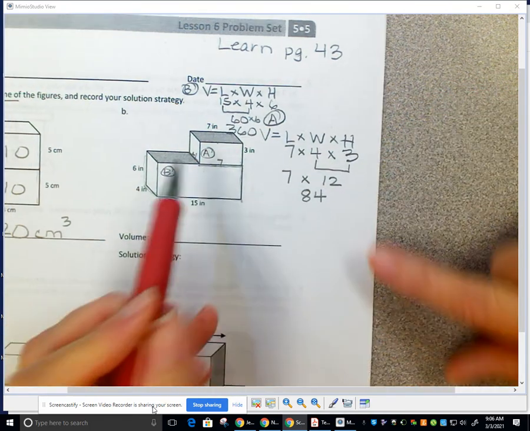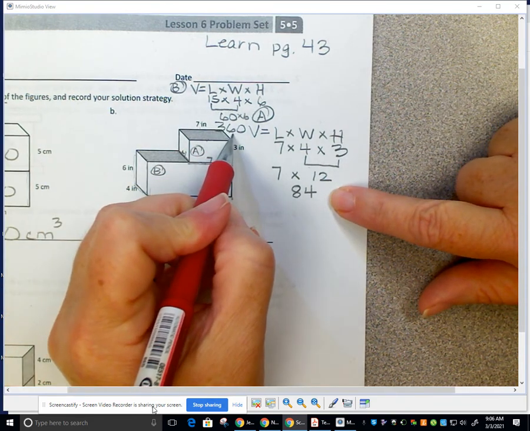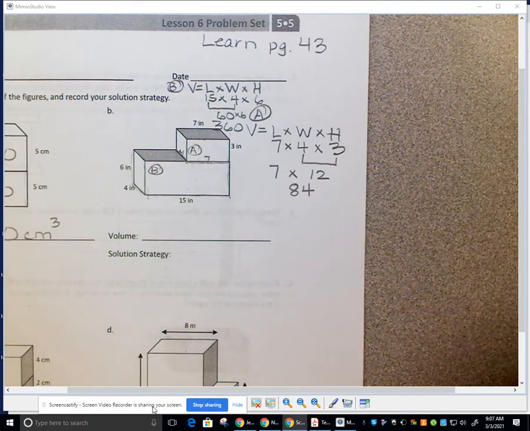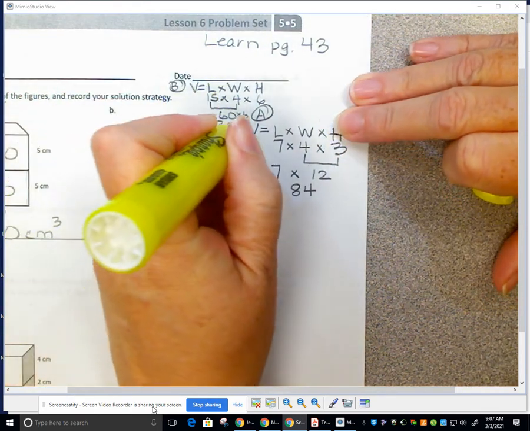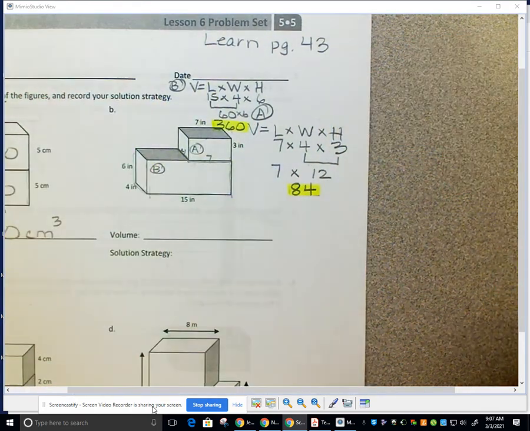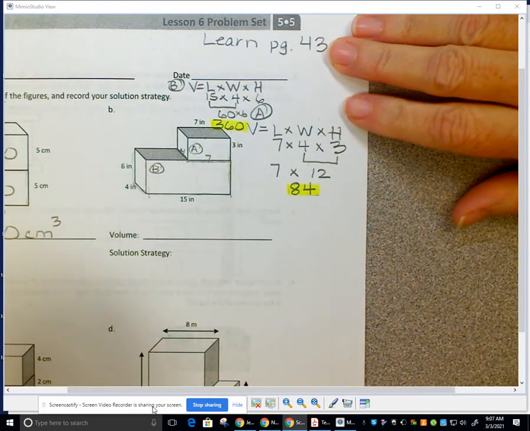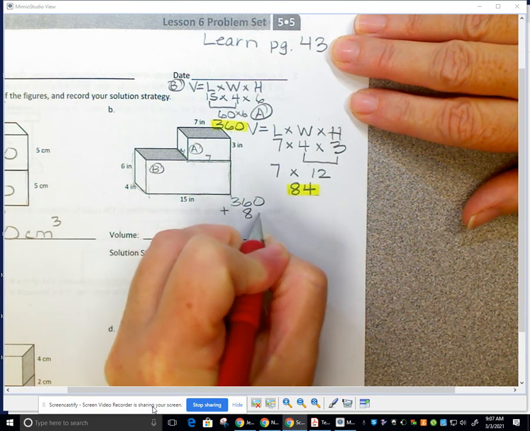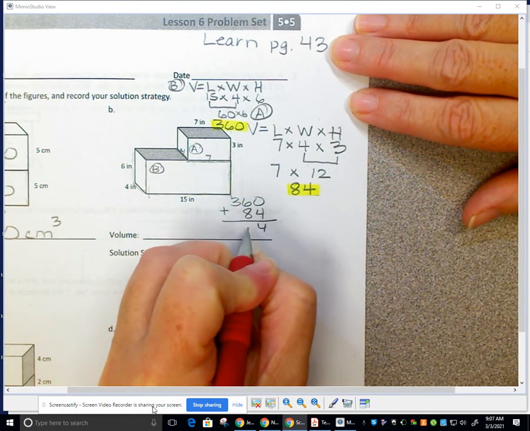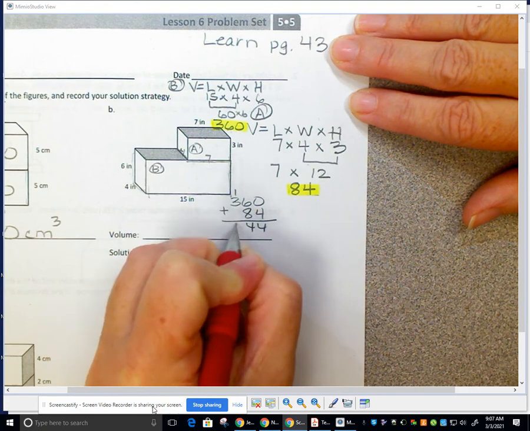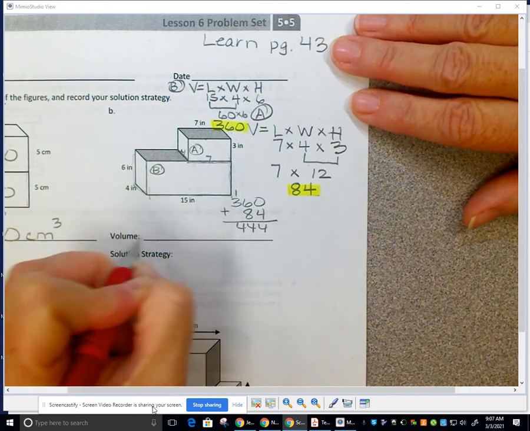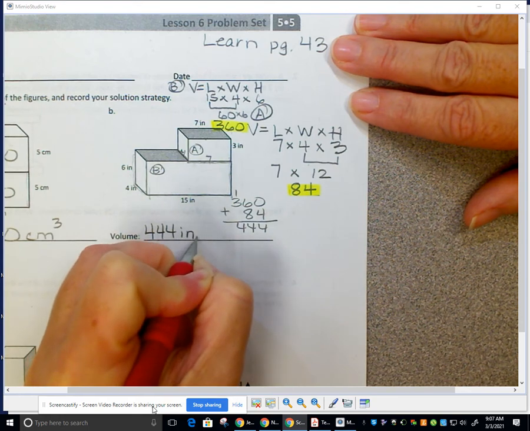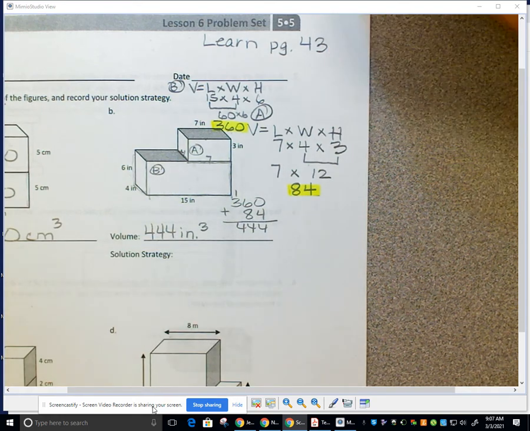Now what I'll do is take my 360 and my 84. Let me highlight those so you can see them. I'll take my 360 and my 84 and I'll combine them. I'll say 360 plus 84, 444. So the total volume is 444 cubic inches.